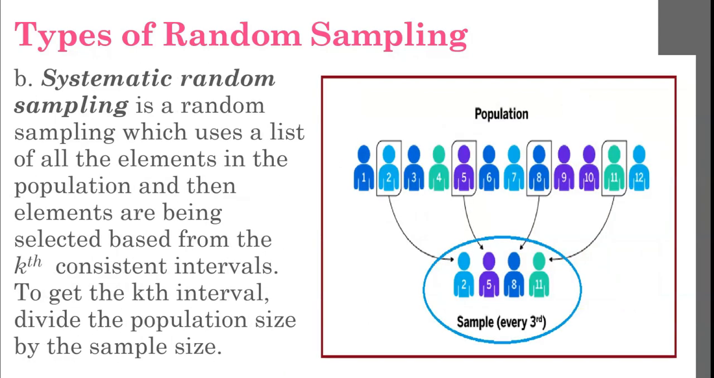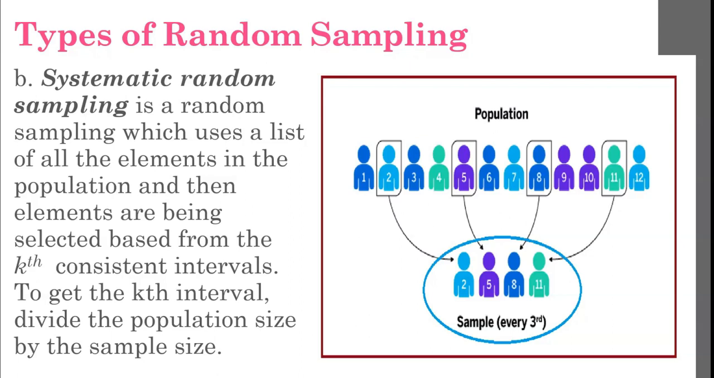The second type of random sampling is the systematic random sampling. It is a random sampling which uses a list of all the elements in the population, and then elements are being selected based from the kth consistent intervals. To get the kth interval, you divide the population size by the sample size.